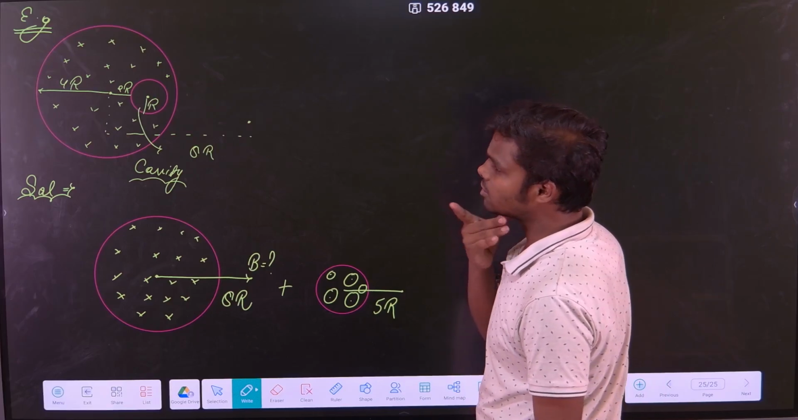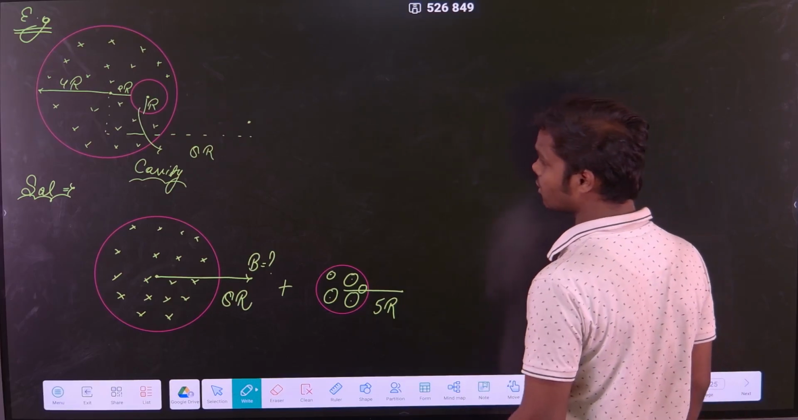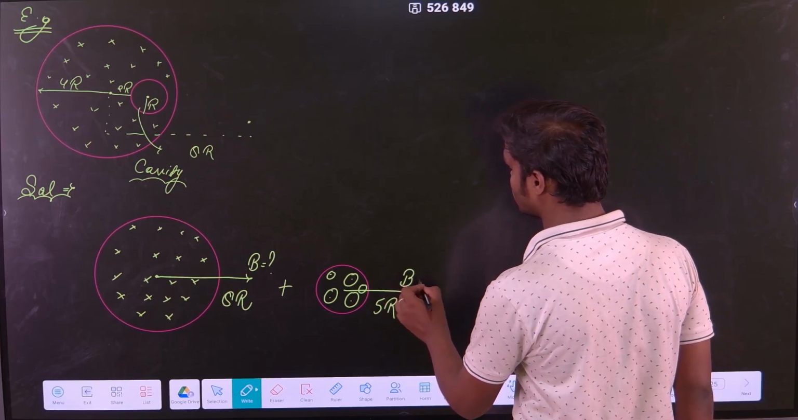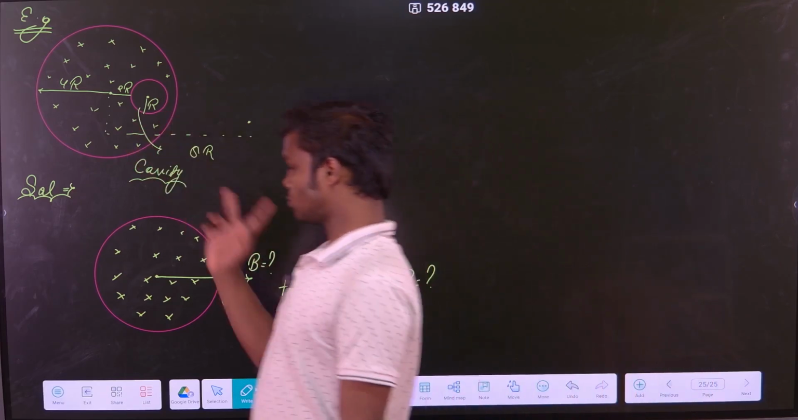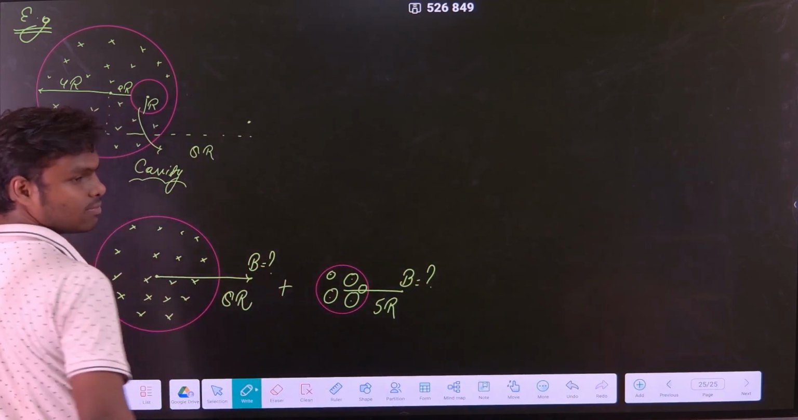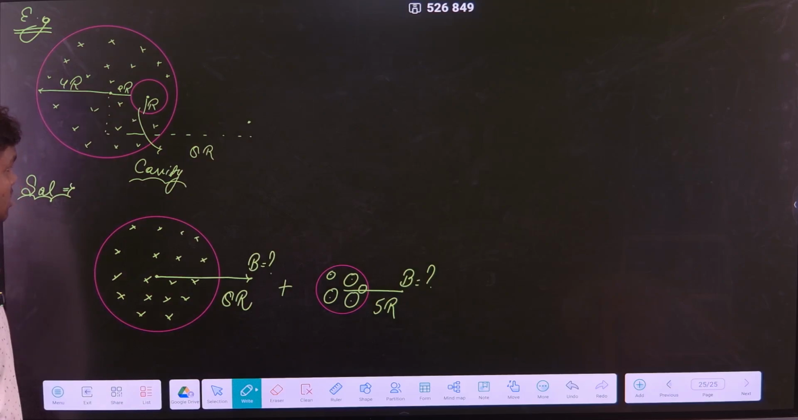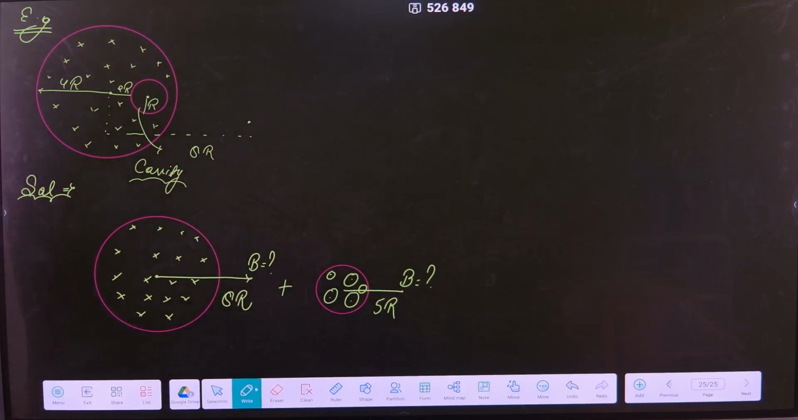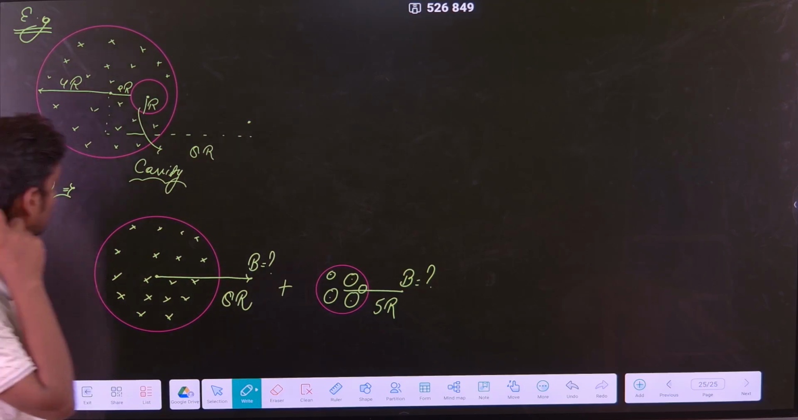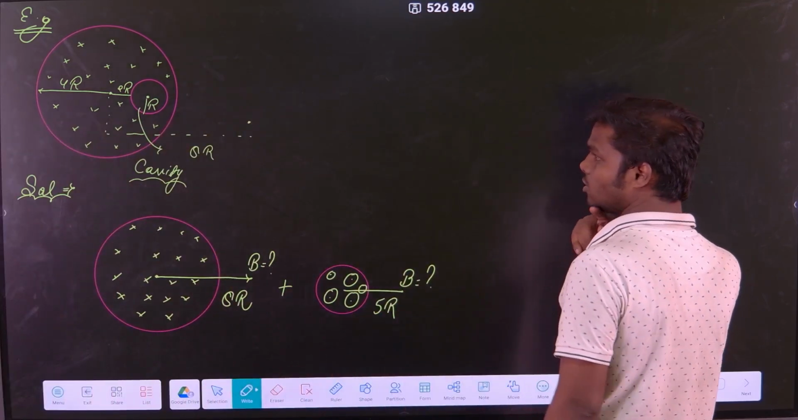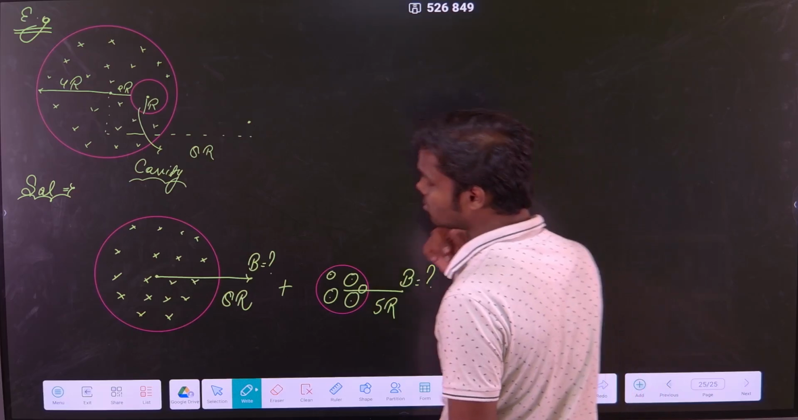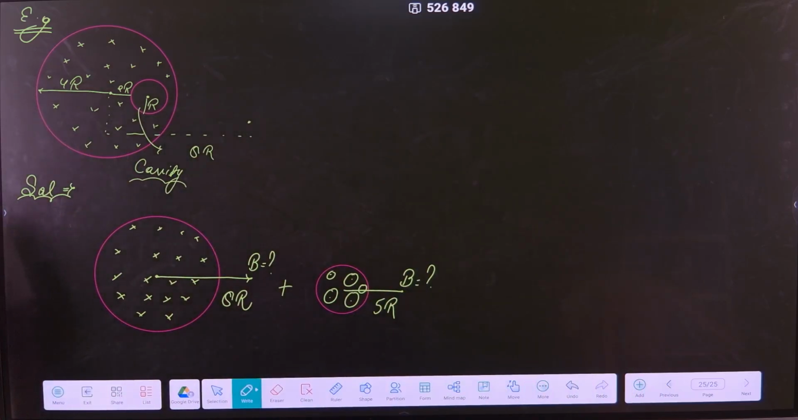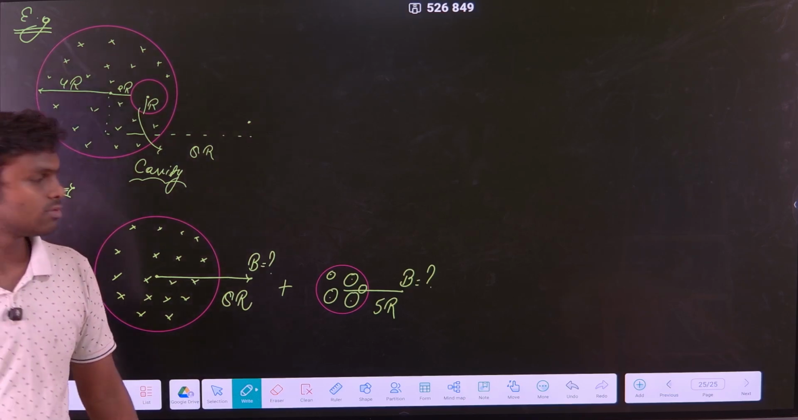Are you getting my point? So from the center the distance is 5R. I am asking you to calculate the magnetic field outside. If you combine these two, you will get this one. Are you able to understand? Just I have replaced; if you add these two, you will get this one only. Clear? Now just calculate it. Simple only. Just write the value first and calculate it.